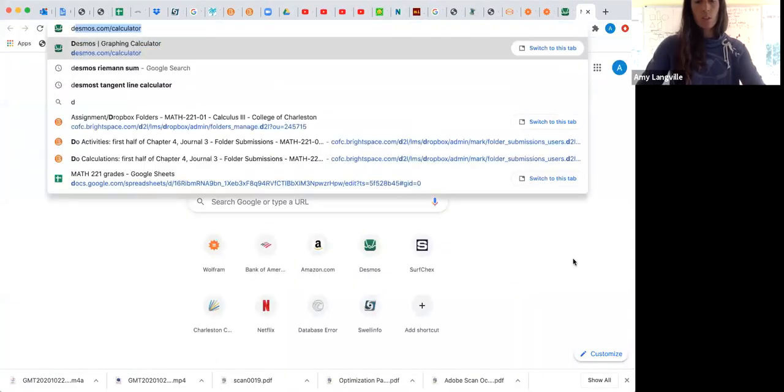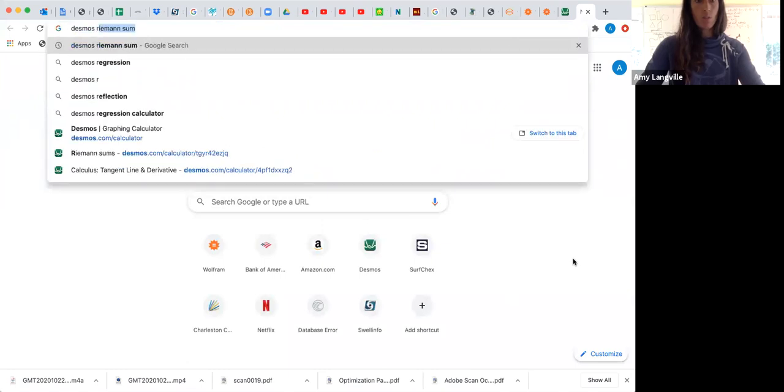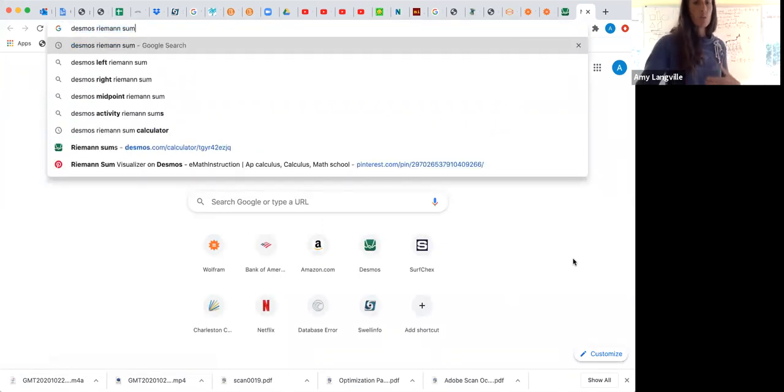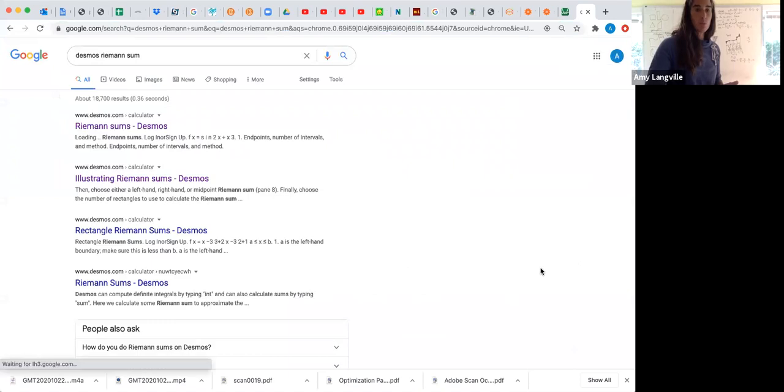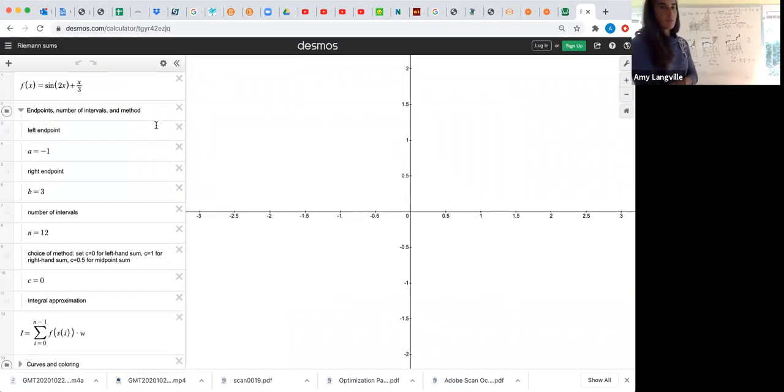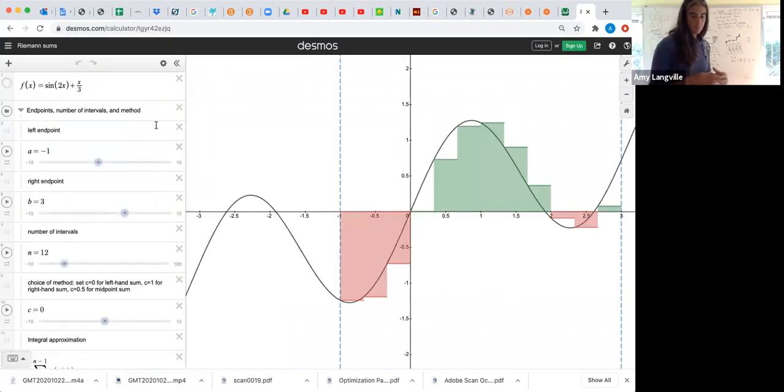So the first one, let's go to Desmos Riemann sum. Again, this is called a Riemann sum. I'm just going to Google on Desmos Riemann sum. Desmos is the graphing calculator we introduced before. And folks have designed some nice tools to help us visualize Riemann sums.